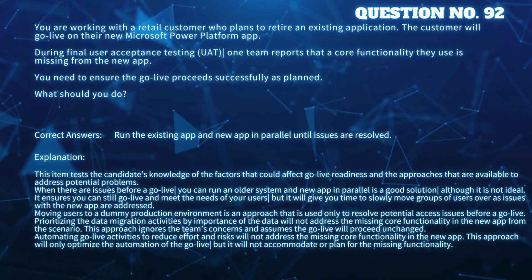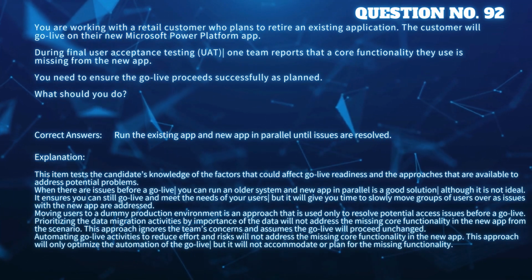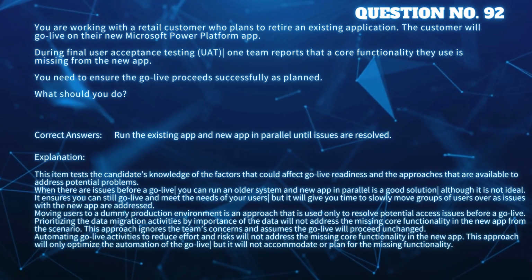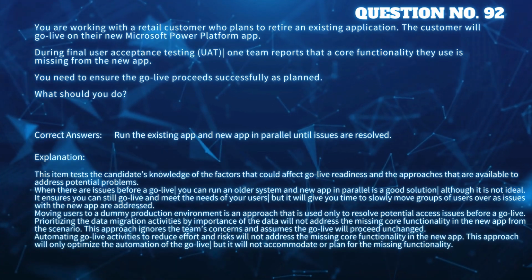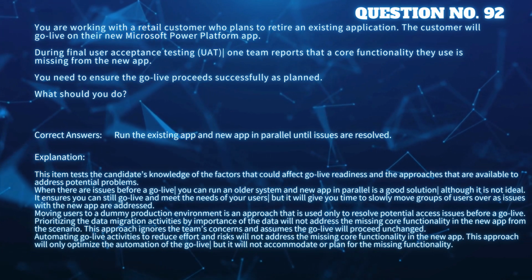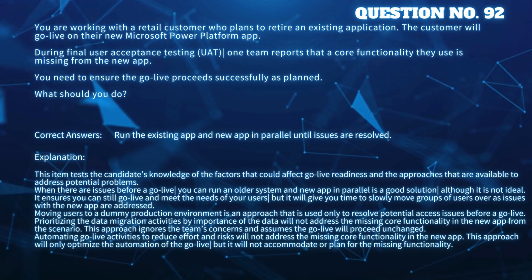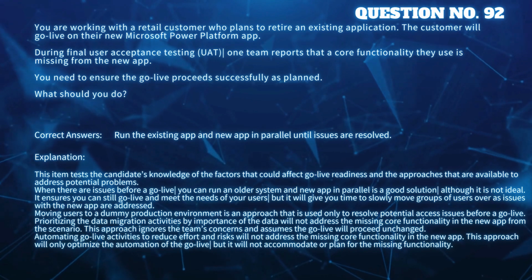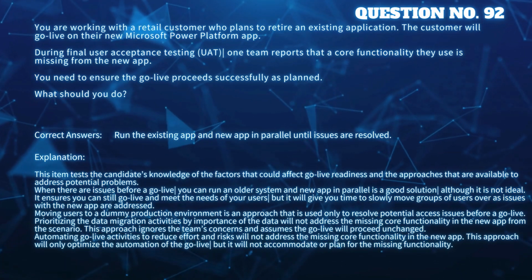Moving users to a dummy production environment is an approach that is used only to resolve potential access issues before a go-live. Prioritizing the data migration activities by importance of the data will not address the missing core functionality in the new app from the scenario. This approach ignores the team's concerns and assumes the go-live will proceed unchanged. Automating go-live activities to reduce effort and risks will not address the missing core functionality in the new app. This approach will only optimize the automation of the go-live, but it will not accommodate or plan for the missing functionality.